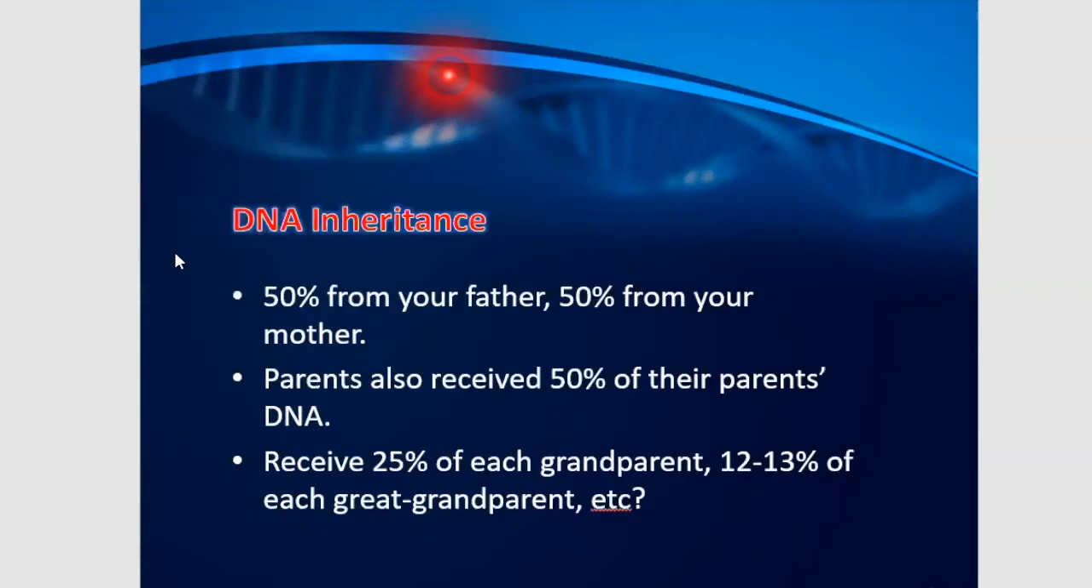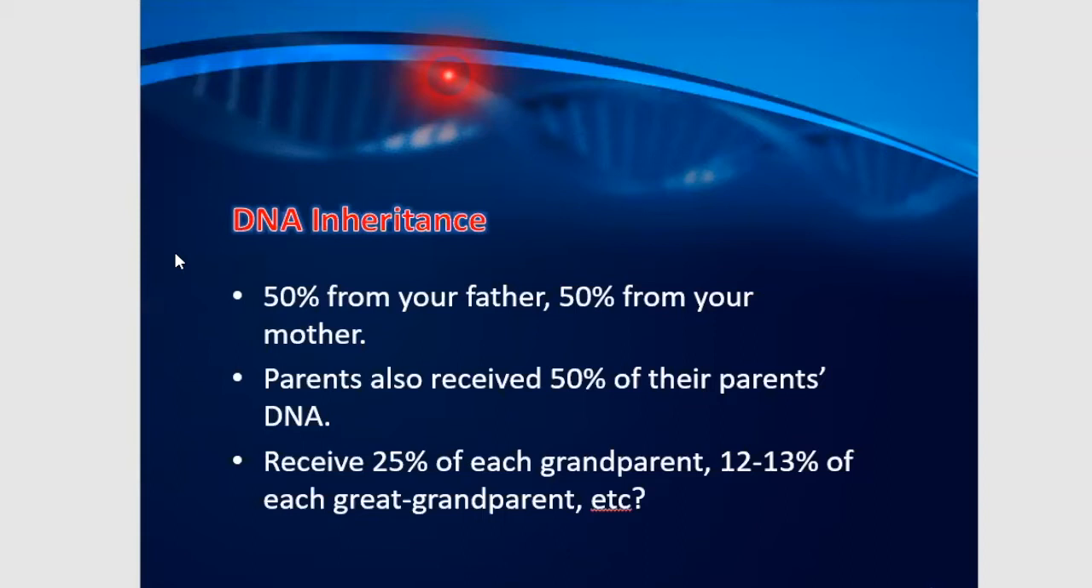And DNA inheritance. So you get about 50% of your DNA from your father and 50% from your mother. This is pretty much what you would expect. Each of your parents obviously also would have received 50% of their parents' DNA. So the math would logically lead you to conclude you'd receive about 25% from each grandparent, 12 or 13% from each great-grandparent, and so on and so forth. But that's not quite how it works.